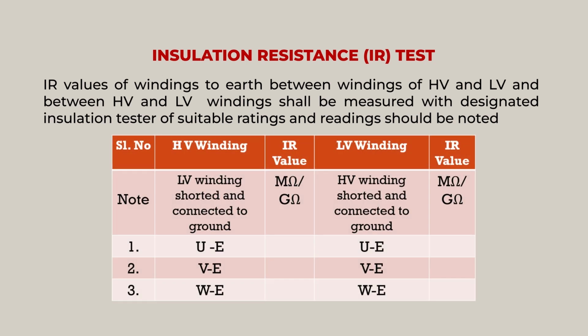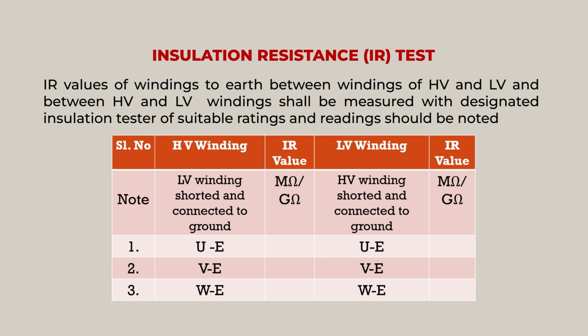Now comes the IR test, the insulation resistance test. IR values of windings to earth, and between the high voltage and low voltage windings, shall be measured with a designated insulation tester of suitable rating, and readings should be noted. For the high voltage winding, short all the low voltage windings and connect them to the ground. Then measure the IR value between phase U and earth, where phase U is of the high voltage winding, then between V and earth, then between W and earth.